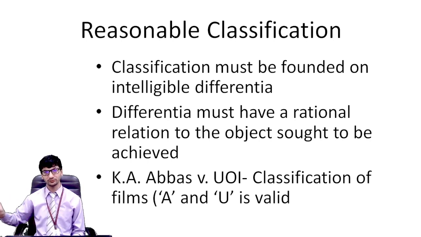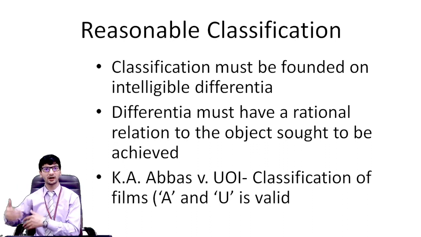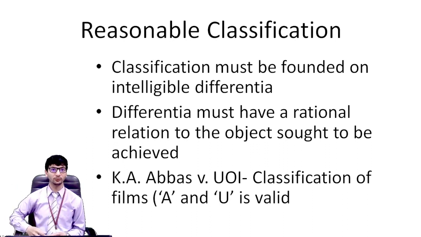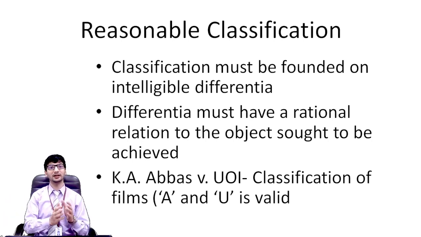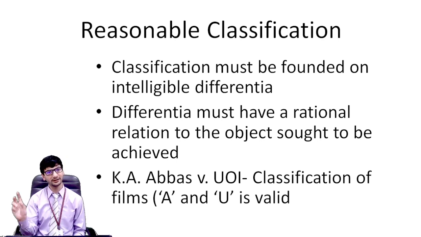It has to have some object, it has to have some reason. It cannot be that you just arbitrarily classify two categories. You cannot do that. You have to provide some intelligible differentia. You are differentiating, but using your intellect. That means, intelligibly using your intellect, you are saying that this category cannot be treated equal to that category. That is what classification is, founded on the principle of intelligible differentia.